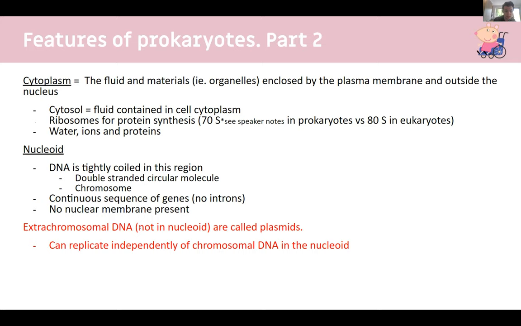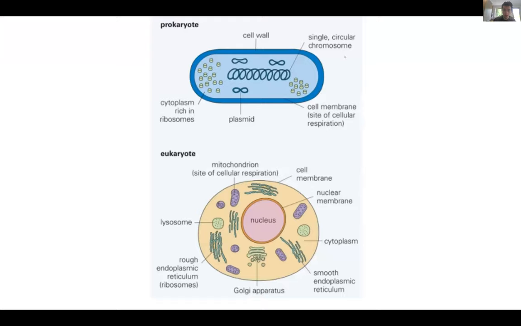Extra chromosome DNA. So plasmids are not in the nucleoid. Remember that? I'm sure you remember plasmids from the cloning and the production of insulin. Plasmids are not in the nucleoid. They are separate. They can replicate independently of chromosomal DNA. Just a visual difference between prokaryotes and eukaryotes. I think we've talked about this enough.